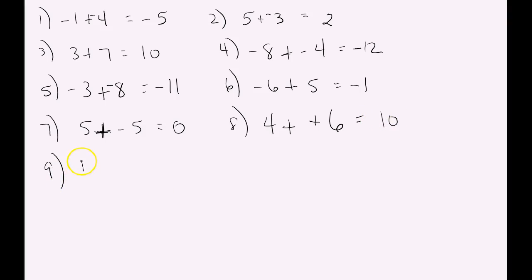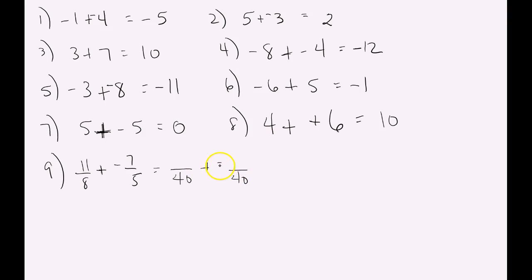Number 9, 11/8 plus a -7/5. Okay, this is kind of a two-parter. We're going to have to get a common denominator, and then we'll have to use our rules from just a second ago. So for the common denominator, let's think of a number that 8 and 5 both go into, and I think that number is 40.